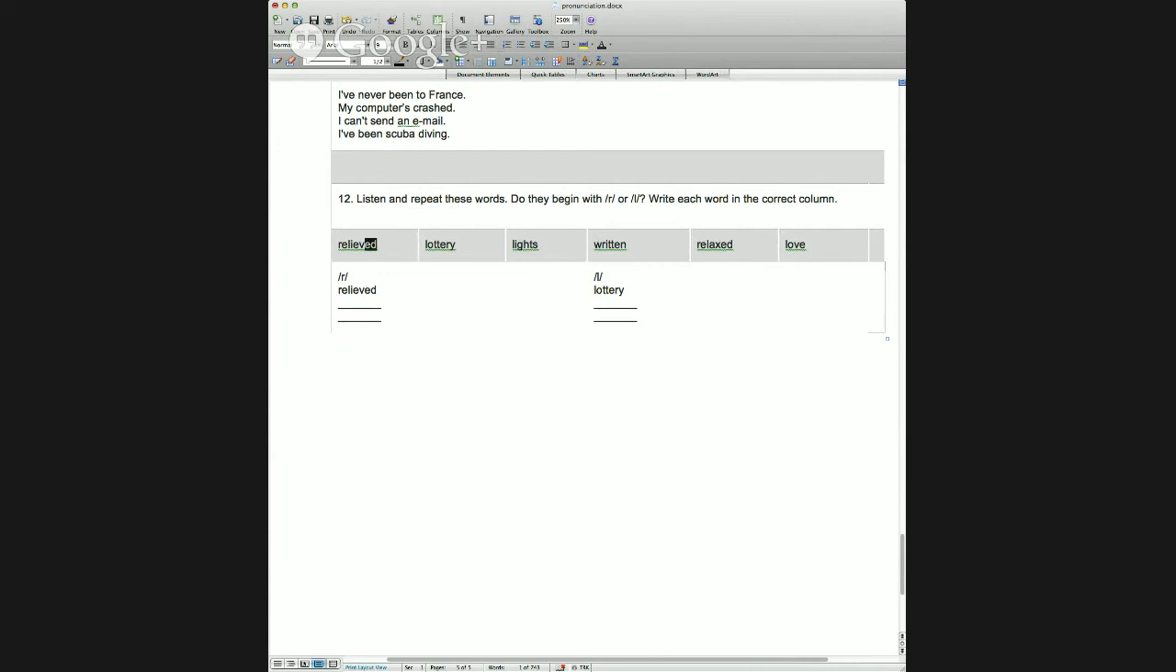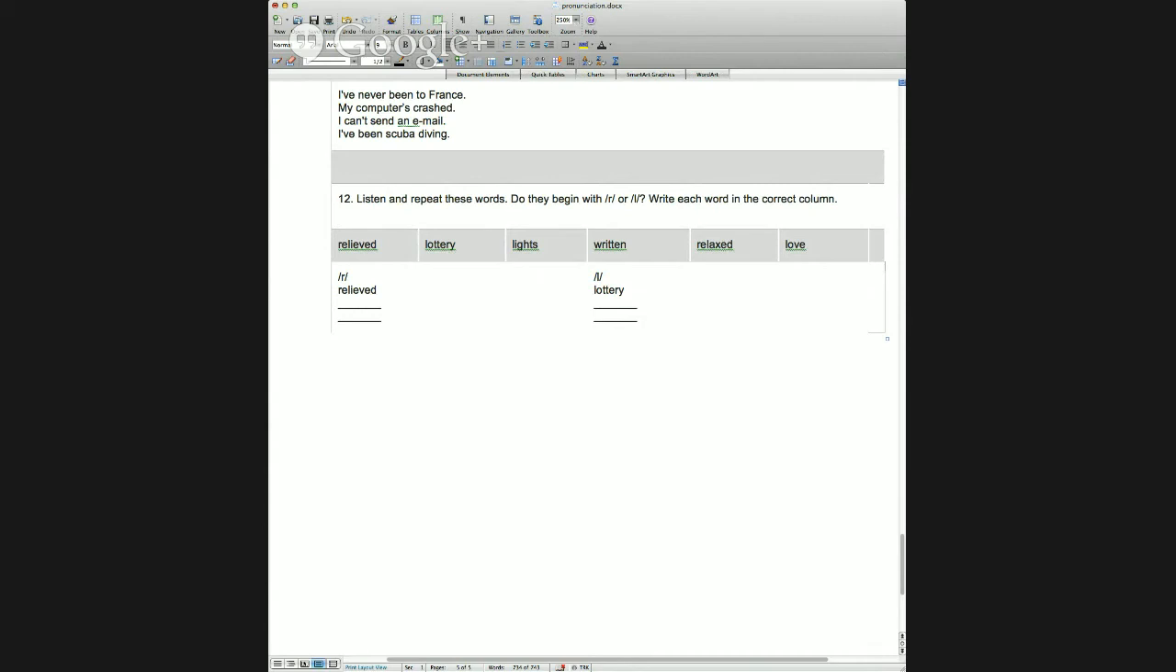Relieved. It makes a T sound. Good. Relieved. And relaxed. You can notice it even more with this word, relaxed. We don't say relax. We say relaxed. T sound. So it's a clear T sound here.